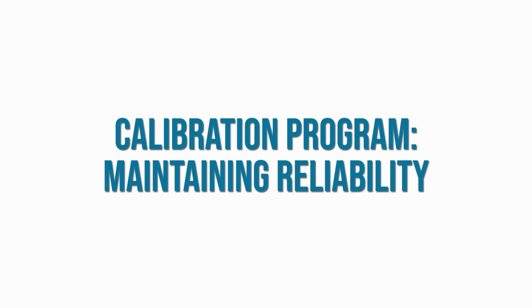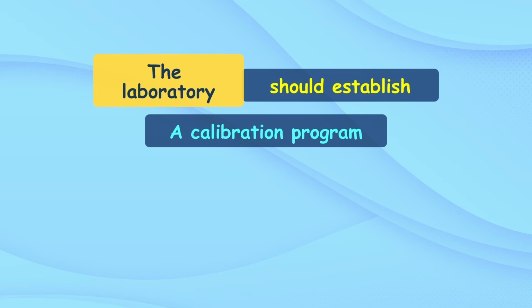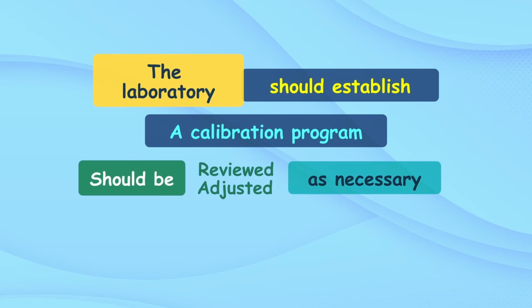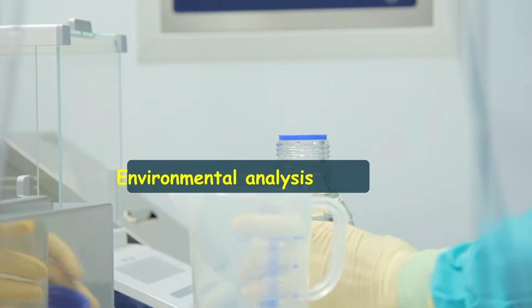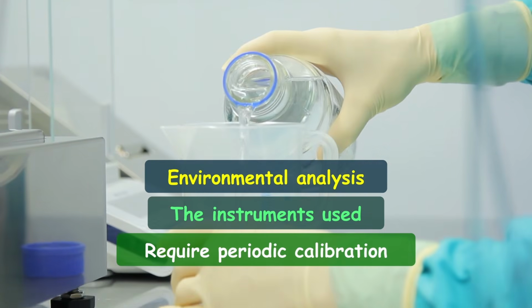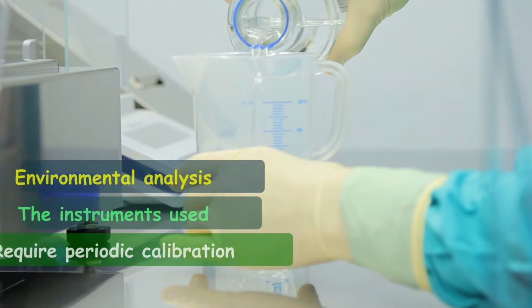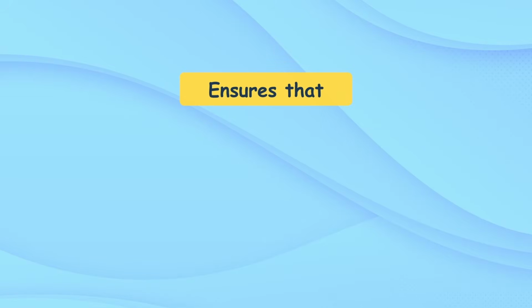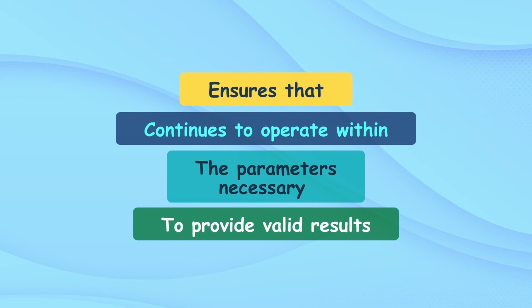Calibration program, maintaining reliability. To ensure that measurement equipment continues to provide reliable results, the laboratory should establish a calibration program. This program should be reviewed and adjusted as necessary to maintain confidence in the calibration status of the equipment. Imagine a laboratory that performs environmental analysis. The instruments used, such as mercury analyzers, require periodic calibration. The calibration program ensures that this equipment continues to operate within the parameters necessary to provide valid results.